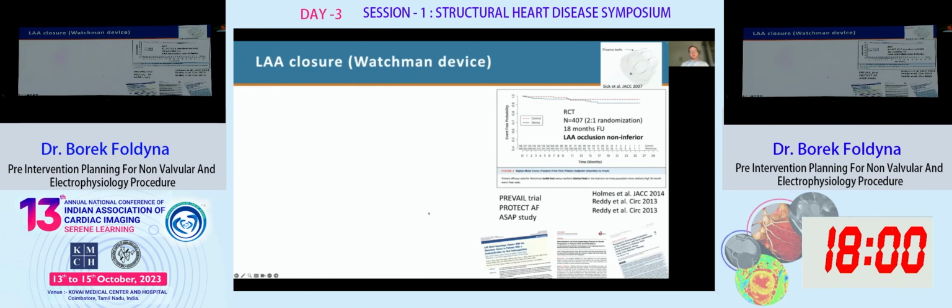Also closely related to atrial fibrillation and prevention of stroke is the left atrial appendage closure, after the introduction of left atrial appendage closure devices in 2007. For these devices, such as, for example, the Watchman device here, there have been multiple multicenter randomized trials that show that this relatively new method is at least non-inferior to systemic anticoagulation.